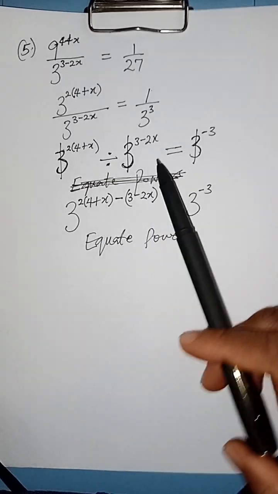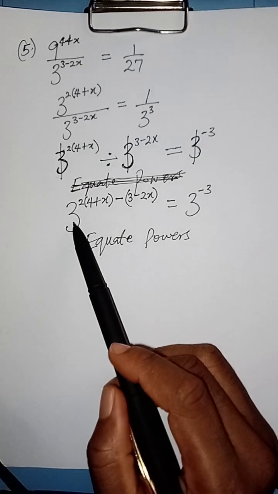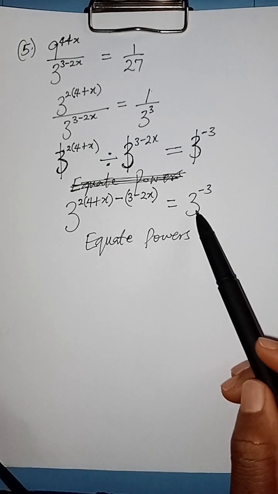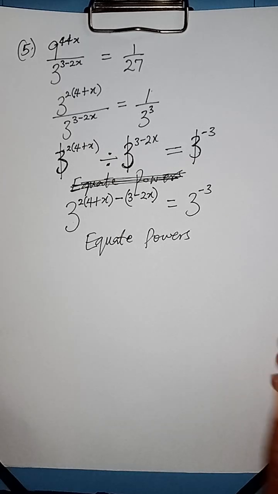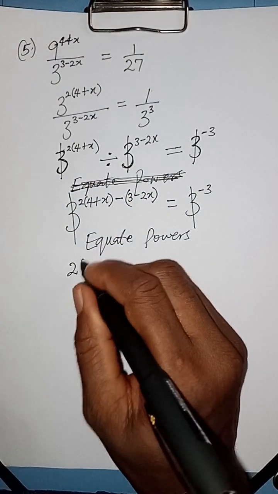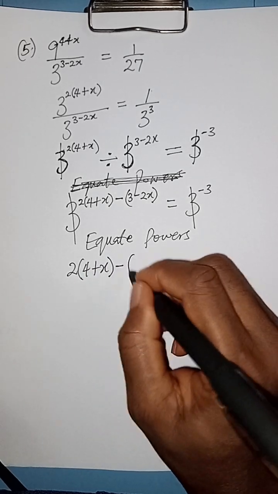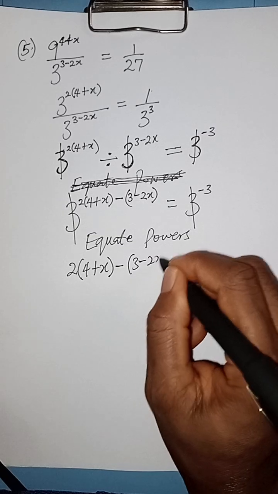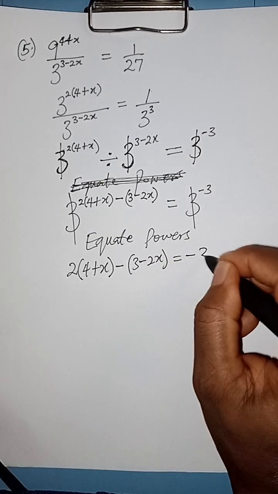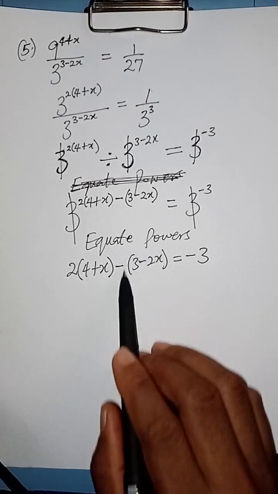That way, I will eliminate these 3. And then I have just one base at my left-hand side and one base at my right-hand side. So here I can cancel out this now. So I'll be left with 2(4 + x) - (3 - 2x) = -3. It's important you put this in brackets because this minus is going to affect everything in the bracket.